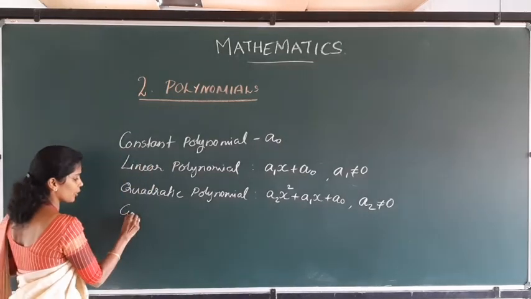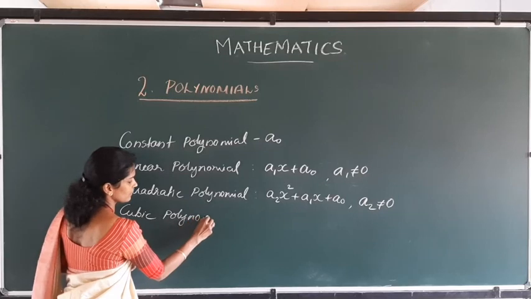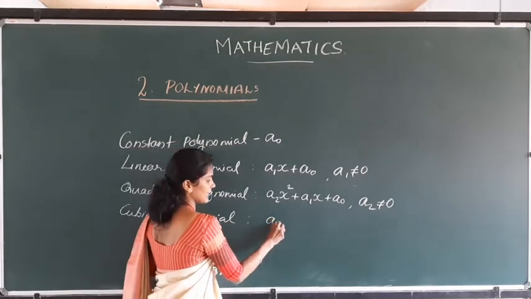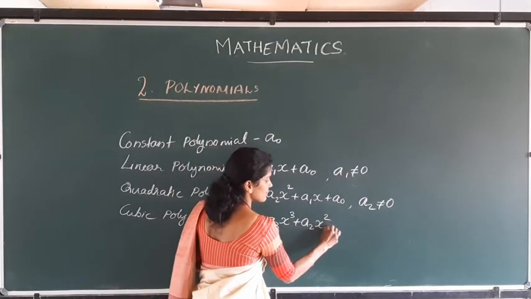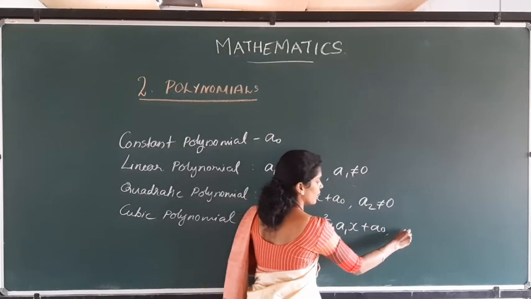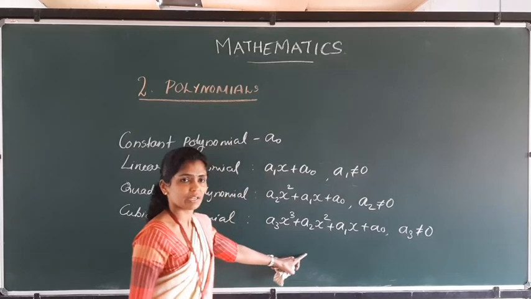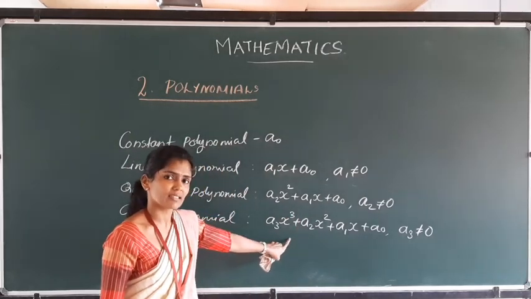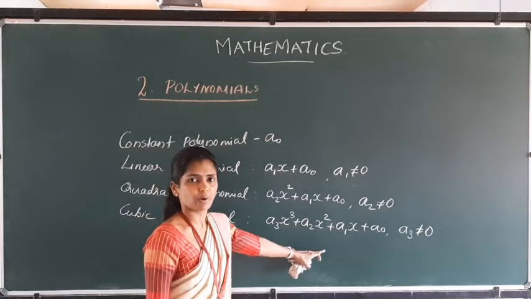Then a cubic polynomial. General form a3x cube plus a2x square plus a1x plus a0. Here also a3 not equal to 0. a3 is the coefficient of x cube. This is the general form of a cubic polynomial.